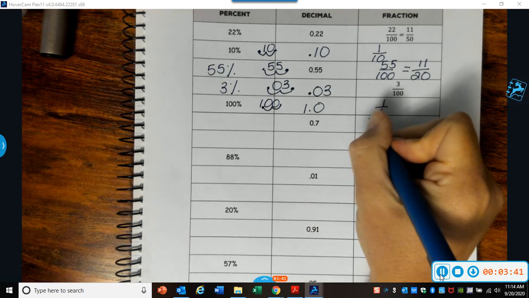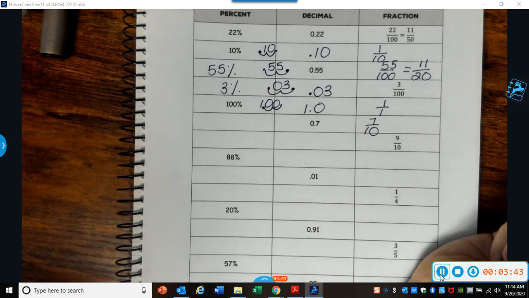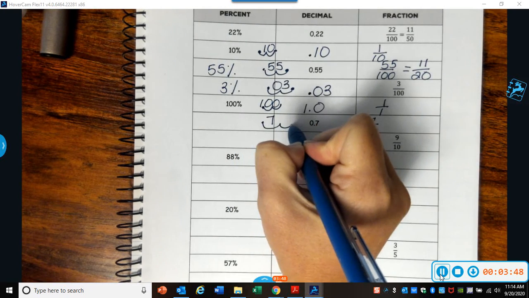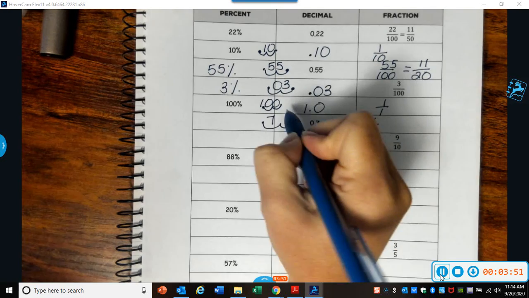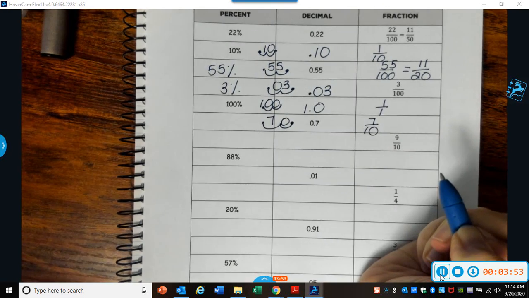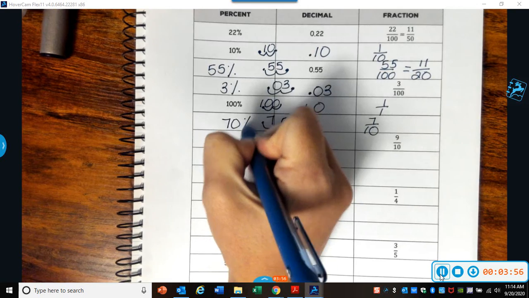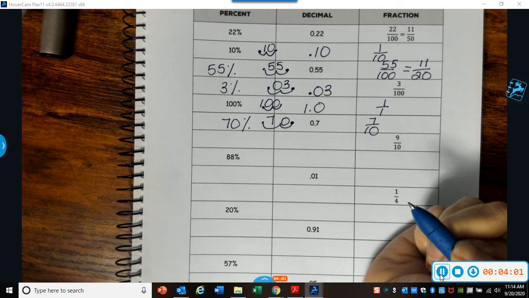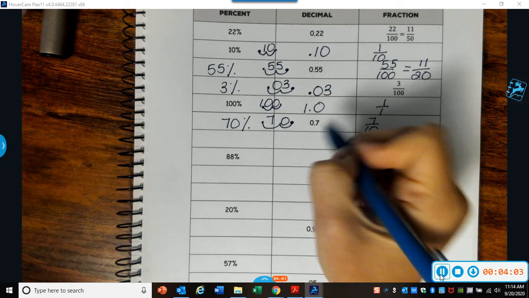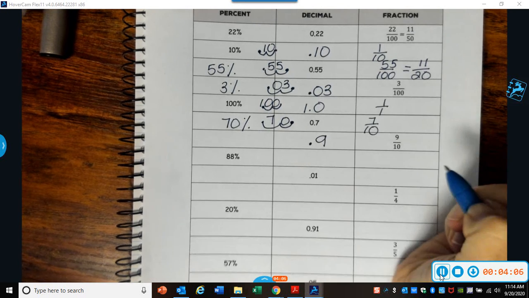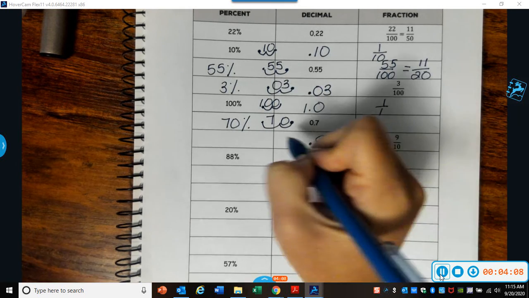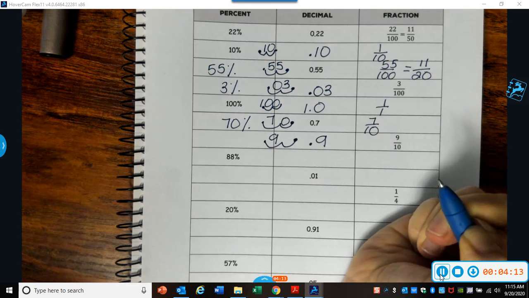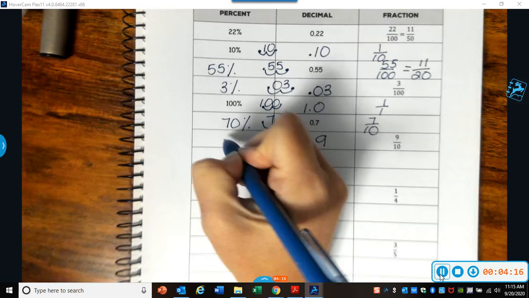7/10 means 7 over 10. If I want to put this in percent form, I just move my decimal place 2 spots to the right. I put a 0 in any placeholder spot, so I have 70%, 0.7, and 7/10. 9/10, I'm going to put a 9 in the 10th spot. I'm going to move the decimal point twice to the right, just like I did with the last problem. That's 90, so 90%.